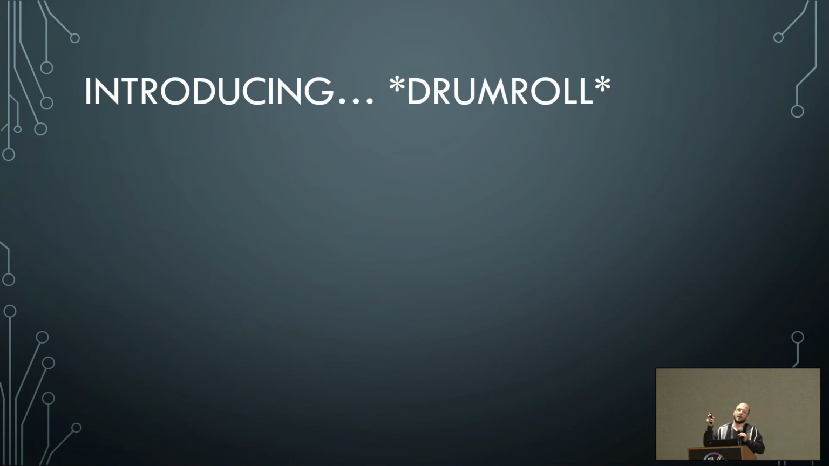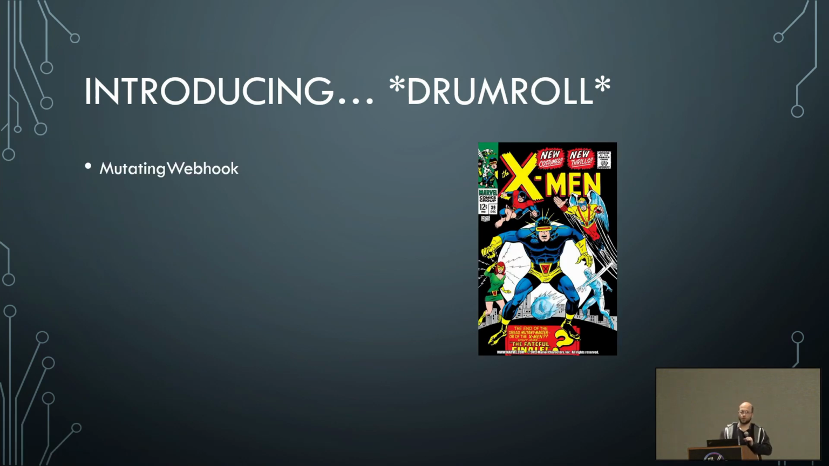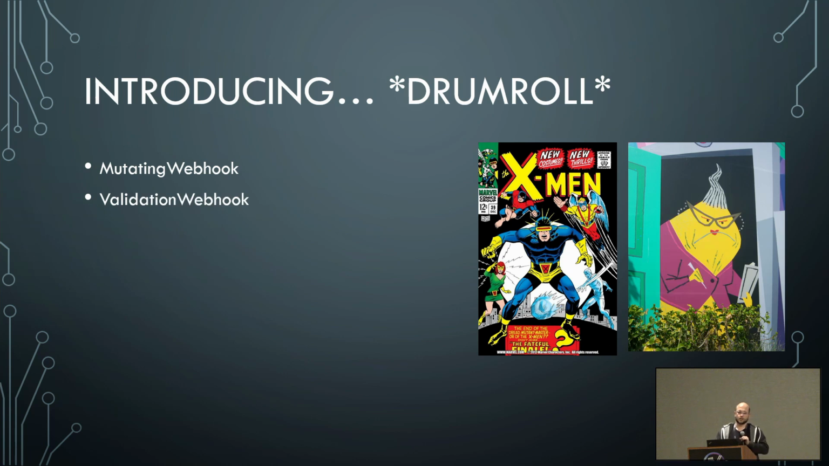And there is. I'd like to introduce two special admission controllers. The first one is called the mutating webhook admission controller. The second one is called the validation webhook admission controller. These use webhooks that are invoked to inspect the incoming YAML. Technically it's JSON, but I like YAML.